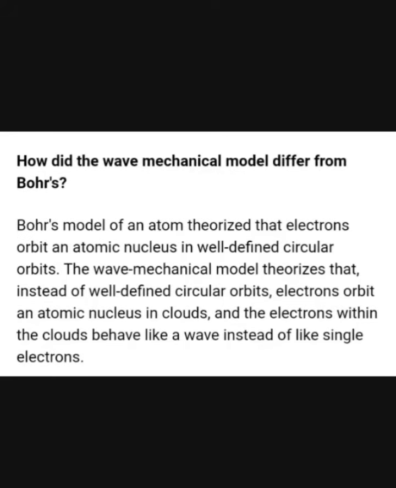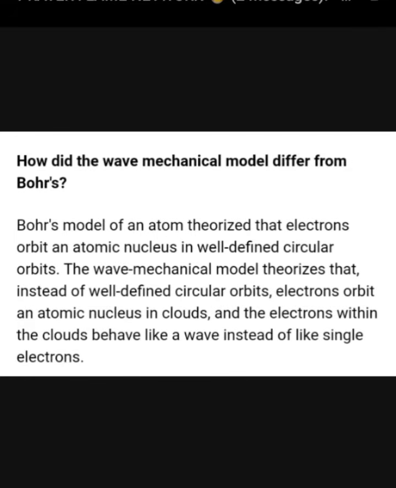Now, from here, you will see that the major difference between the Bohr's model of the atom and the wave mechanics model is that the Bohr's model theorized that electrons orbit an atomic nucleus in a well-defined circular orbit. But the wave mechanics model theorized that instead of a well-defined circular orbit, electrons orbit an atomic nucleus in clouds, and the electrons within the cloud behave like a wave instead of just a single electron. Take note of that. Very, very important.